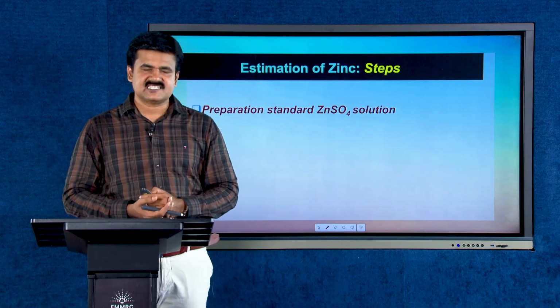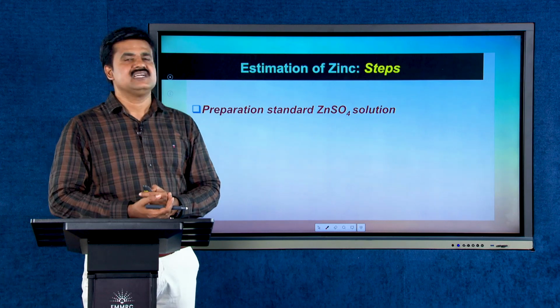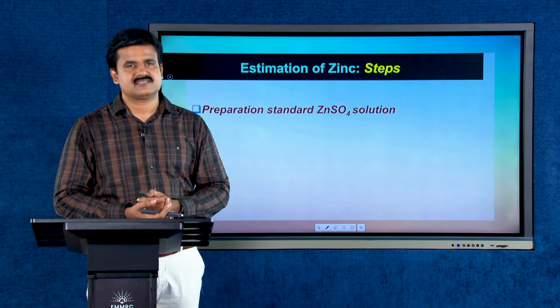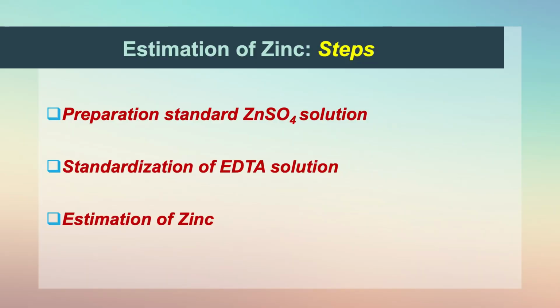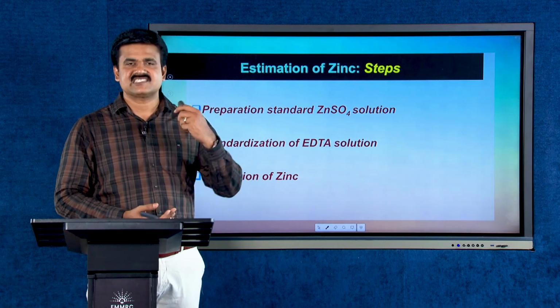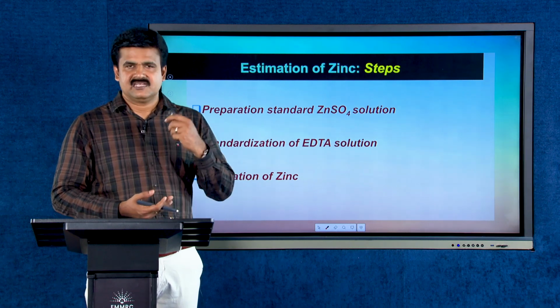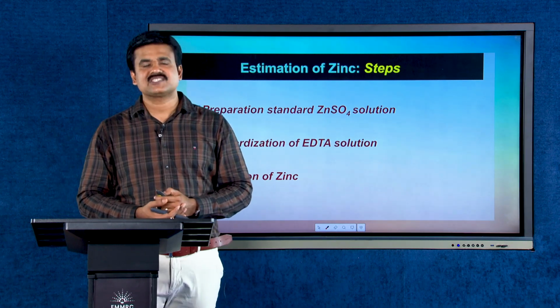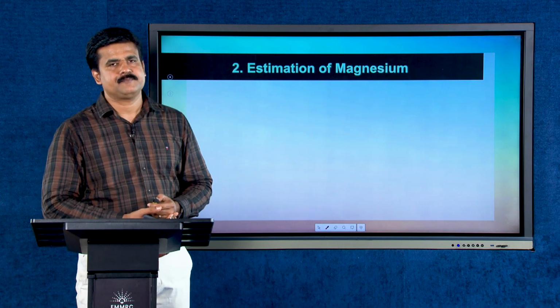Now, these are the various steps we adopted during the estimation of zinc. First step is the preparation of standard zinc sulfate solution. And using this standard solution, it is possible to standardize the given EDTA solution. That is the second stage. And the third stage is the titration of standard EDTA solution with the given zinc solution. That is the estimation of zinc. So, these are the various steps in the estimation of zinc using complexometric titration with EDTA.